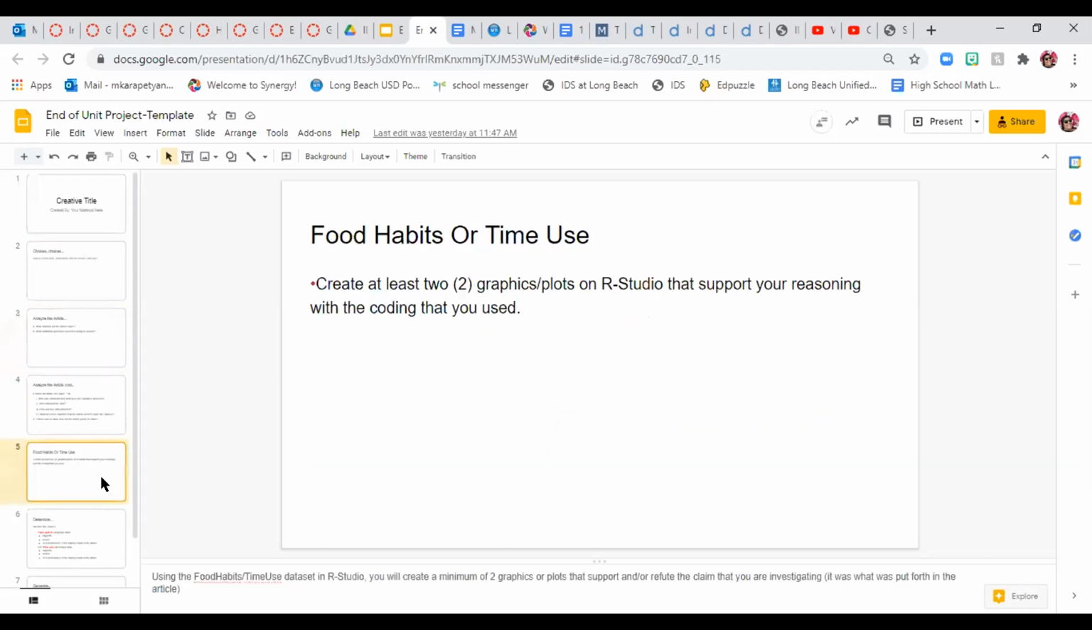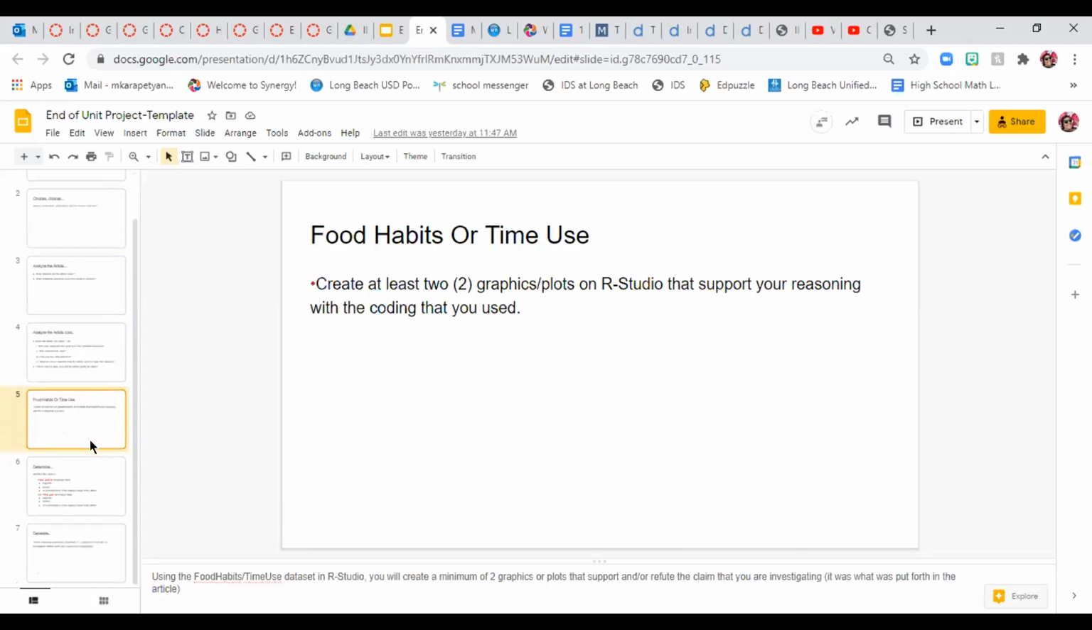So we're going to analyze our article, and then it goes into your food habits or time use. So obviously edit this slide, this title, to determine which one you're using. You're going to do your graphics here. You can use one slide here, or you can make another slide and do one graphic on each slide. That's completely up to you. You don't have to fit it into one slide. Okay. Yes, Destiny, you can.